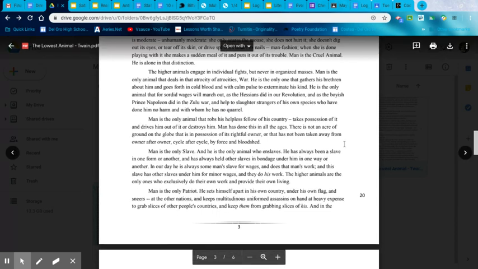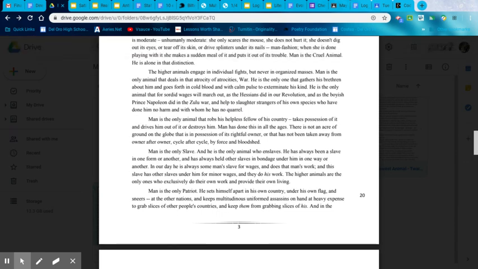Man is the only animal that robs his helpless fellow of his country, takes possession of it, and drives him out of it, or destroys him. Man has done this in all the ages. There is not an acre of ground on the globe that is in possession of its rightful owner, that has not been taken away from its owner, after owner, cycle after cycle, by force and bloodshed.